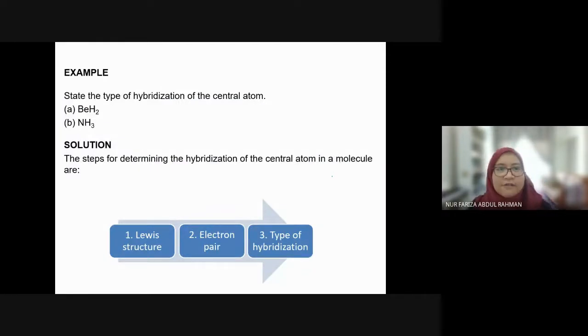Okay. State the type of hybridization of the central atom. Okay. For BeH2 and NH3 you kena ada Lewis structure. So these are the steps. Kena ada Lewis structure, guys.